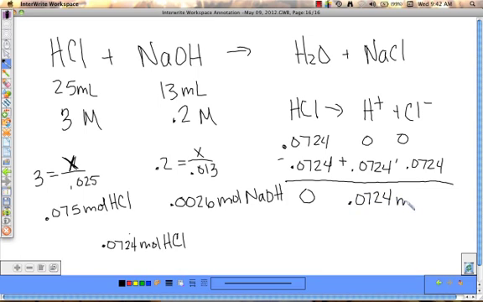How would we get it into molarity? Take that divided by the total volume. So we need to add these two together. 0.038. So you need to take it because you've added these two together, and now you have 0.0724 moles in that solution, and the volume of that solution is the two added together. So our concentration is 1.91.